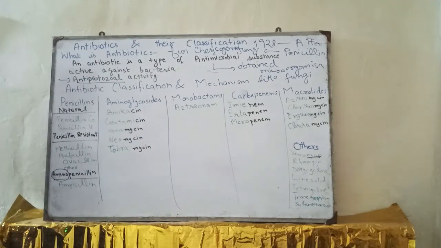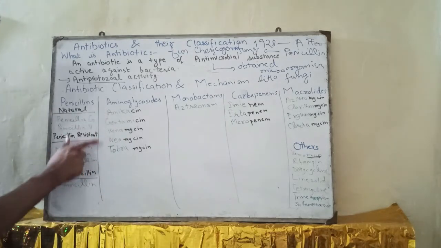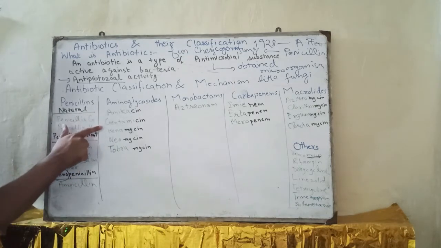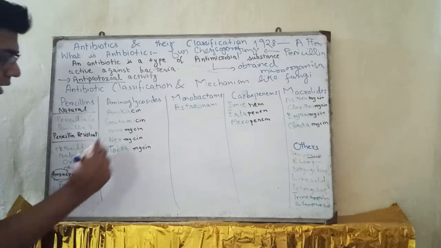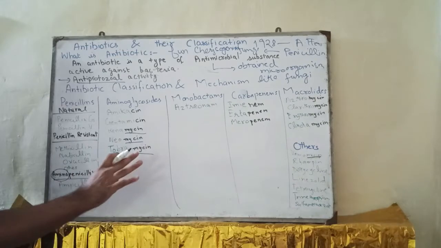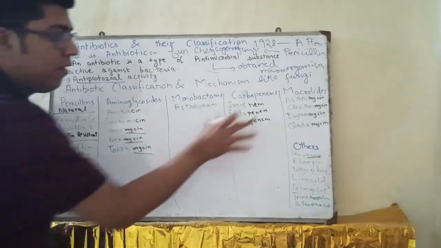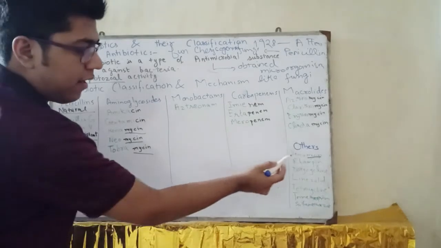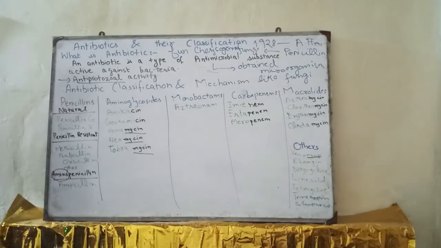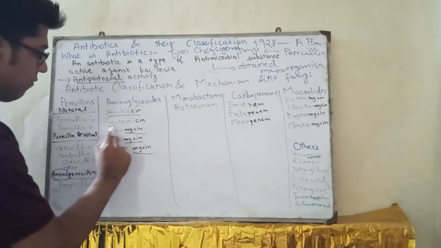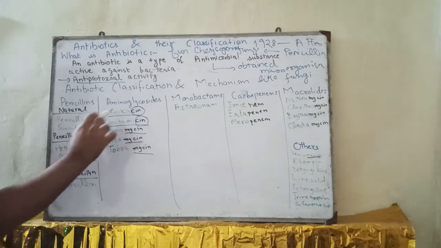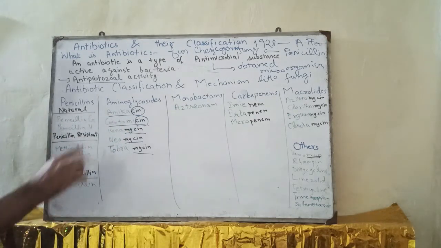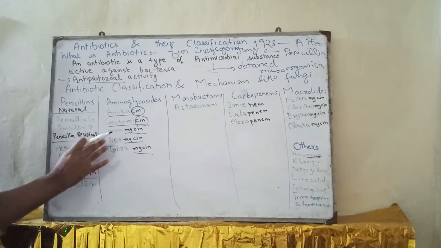The other category we will discuss here is aminoglycosides, in which there are five drugs: amikacin, gentamicin, kanamycin, neomycin, and tobramycin. Remember, the last three drugs have mycin in their names, so be careful not to confuse this mycin with the mycins of macrolides and the other group. The first two drugs we can easily remember from their structure. So in aminoglycosides there are five major drugs: amikacin, gentamicin, kanamycin, neomycin, and tobramycin.